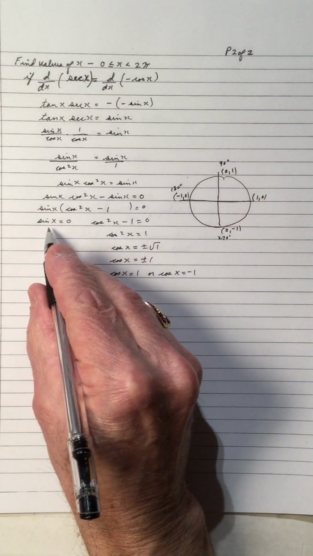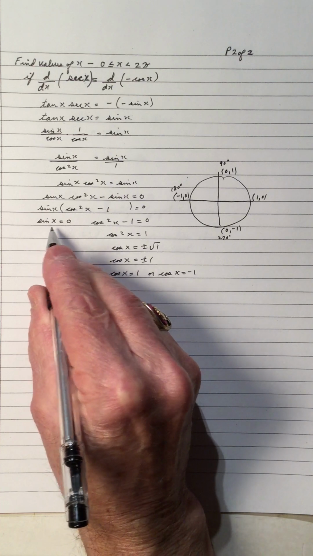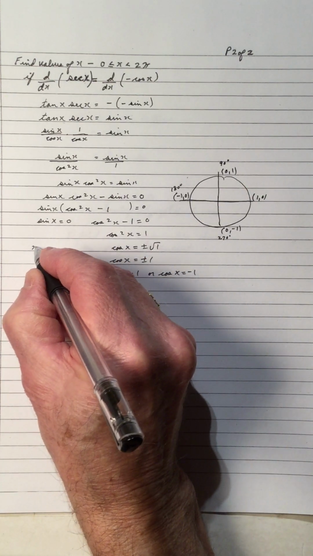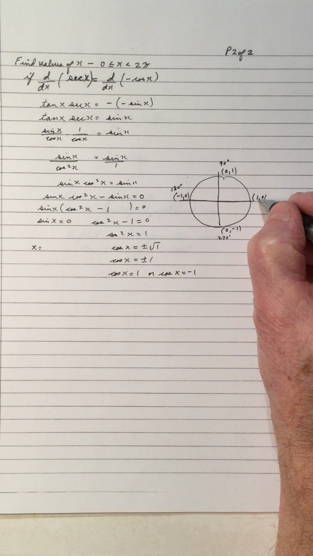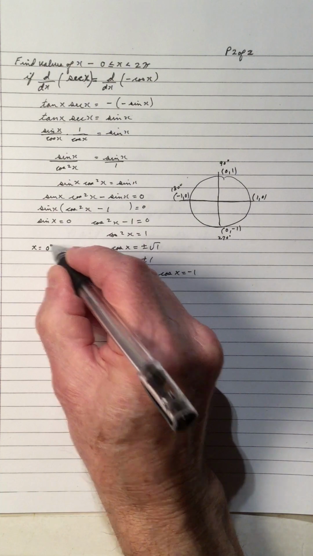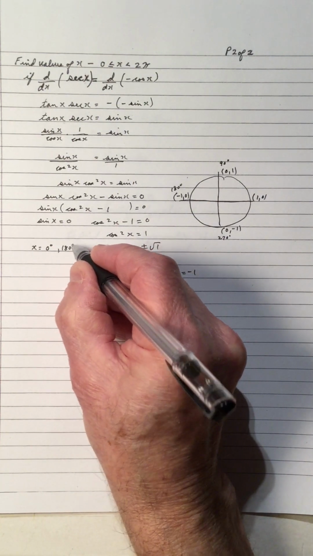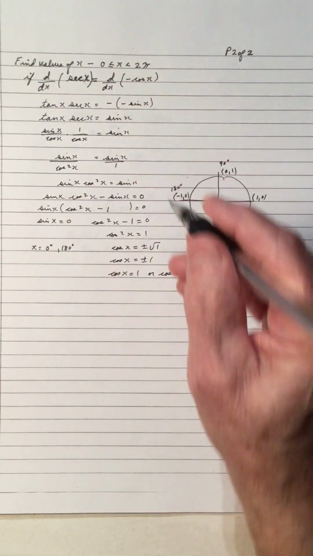So, sine x, the sine is the y. So where is the y 0? That means the y is 0 at 0 degrees and at 180 degrees. So I'm looking at the degrees first, and then I'll change them to radians after.